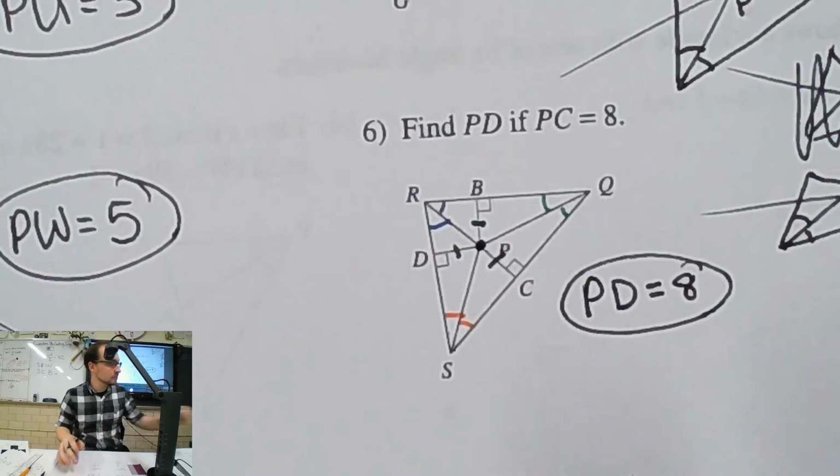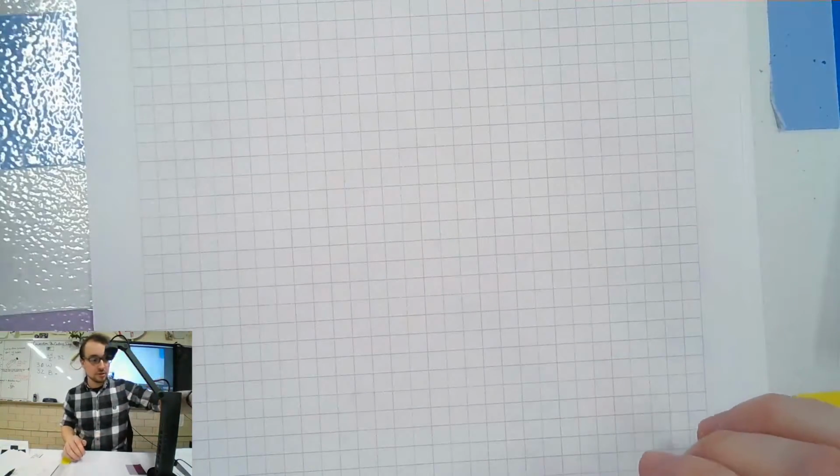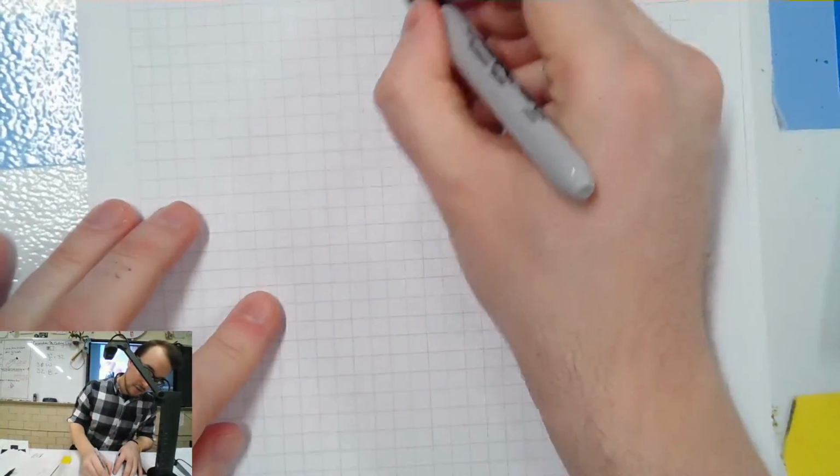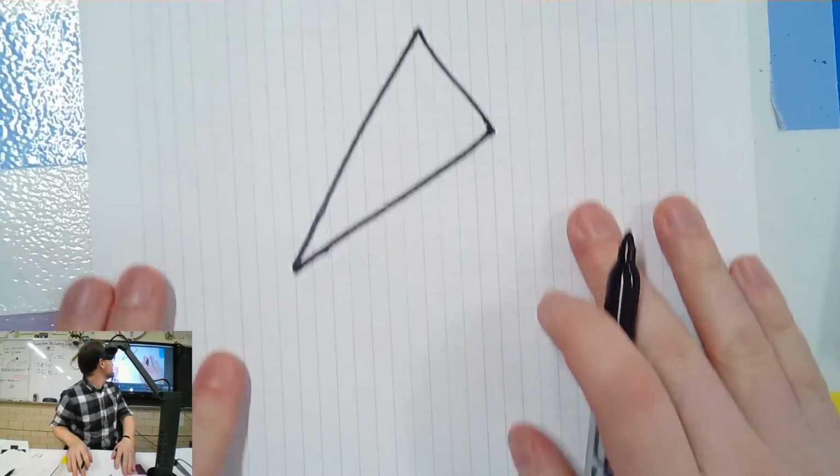So for instance, let's talk. Again, I'm more concerned with this than just getting down the answers. I don't think the answers are too hard in this worksheet. So let me give you a triangle, a random triangle. Okay. There we go.